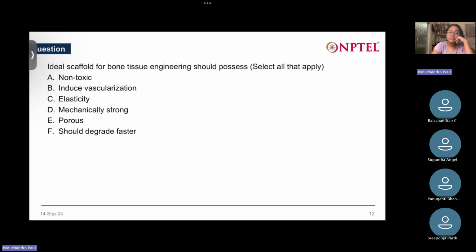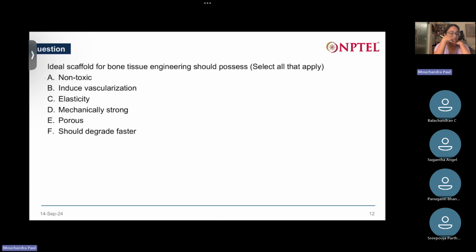Should it be non-toxic? Yes or no? Yes, ma'am. Yes. What else? What else should it possess? There is more than one option that is correct. I would prefer A to E, but I'm not sure about the last option, F.